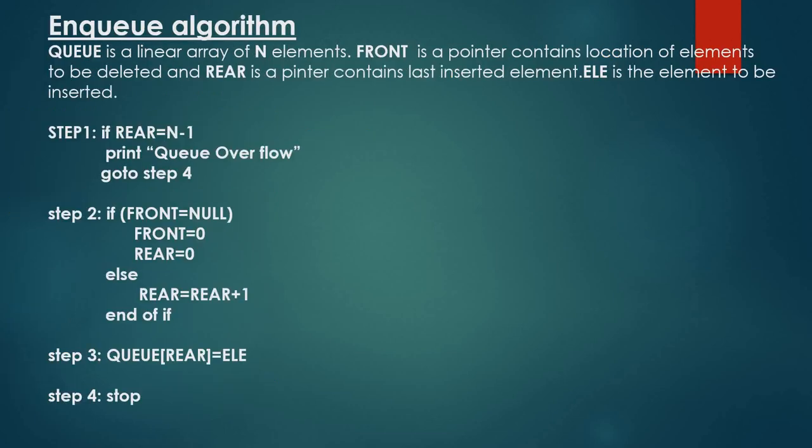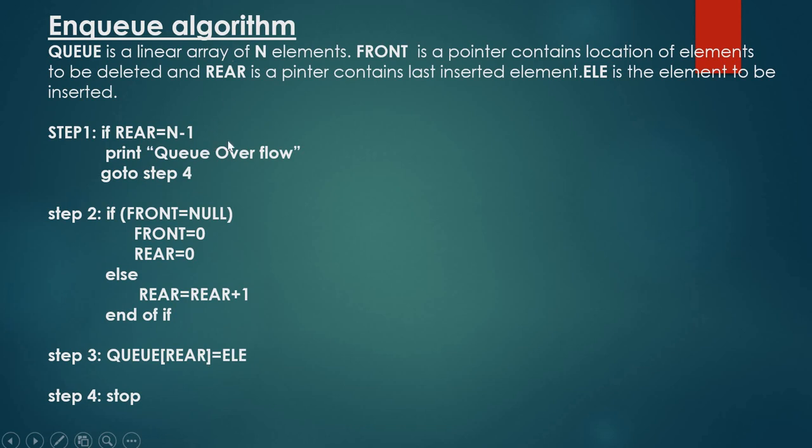Then how do we write the algorithm? If front is equal to null, that is, the Q is empty, you are going to insert the first element. In that case, we need to change both pointers, front and rear. Front and rear change to 0. In the other case, the change happens only to rear. Rear changes to rear plus 1. Then after changing, at that location rear, we can insert the element ELE.